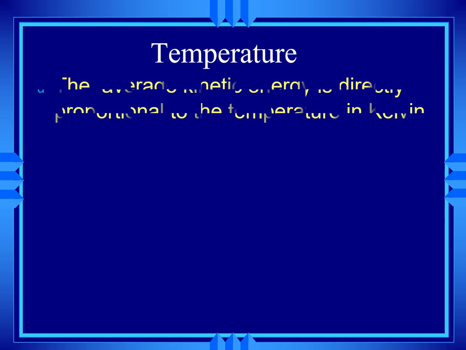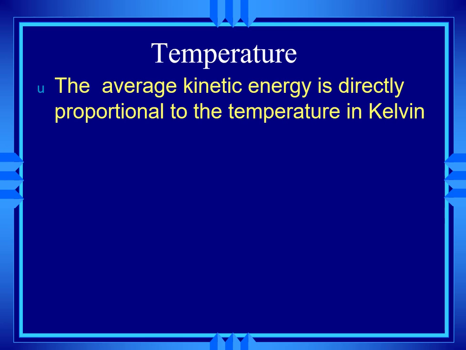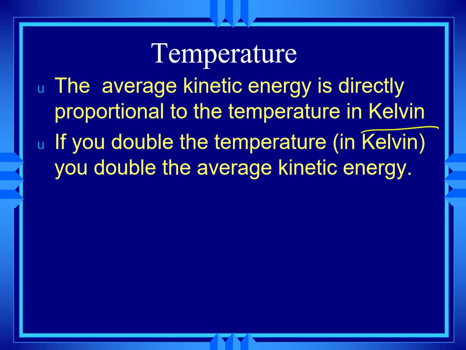So temperature. The average kinetic energy is directly proportional to the temperature in Kelvin. Kelvin is a temperature scale named after a scientist who was the Lord of Kelvin. Lord Kelvin, Charles Thomson. So if you double the temperature in Kelvin, you double the average kinetic energy. That's what directly proportional means. What happens to one happens to the other.